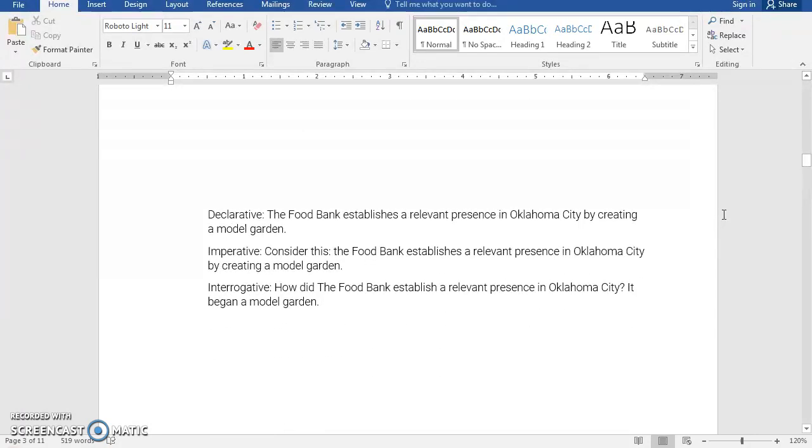So here, the same sentence, declarative mode. The food bank establishes a relevant presence in Oklahoma City by creating a model garden. Imperative. Consider this. The food bank establishes a relevant presence in Oklahoma City by creating a model garden. Interrogative. How did the food bank establish a relevant presence in Oklahoma City? It began a model garden. Okay, they're all saying exactly the same thing. Now, people tend to overuse questions and underuse imperatives, so consider using more imperatives. Look, I just used one.